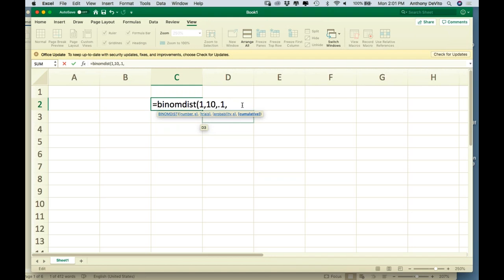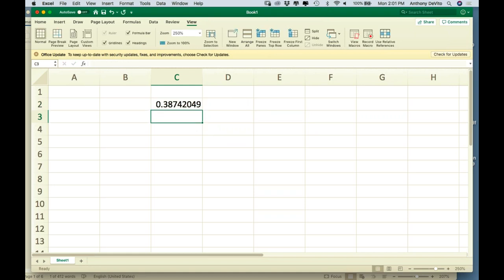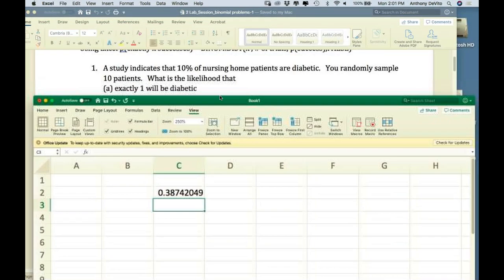For cumulative, I'm going to put false for the moment. I'll explain that in a second. I'm going to enter, and the probability is 0.38742. If I had put those four numbers into the binomial equation, I would get the same result. So this is cool, I save a lot of work using this function in Excel.